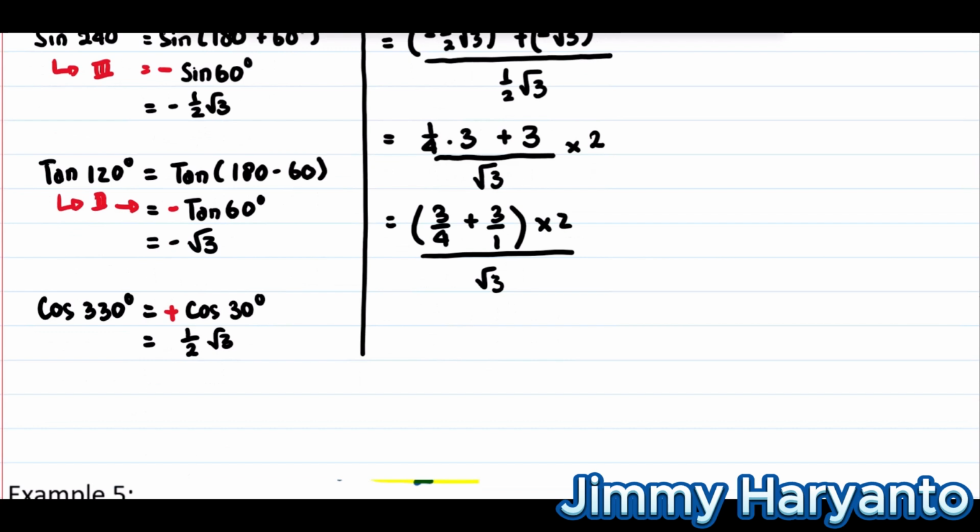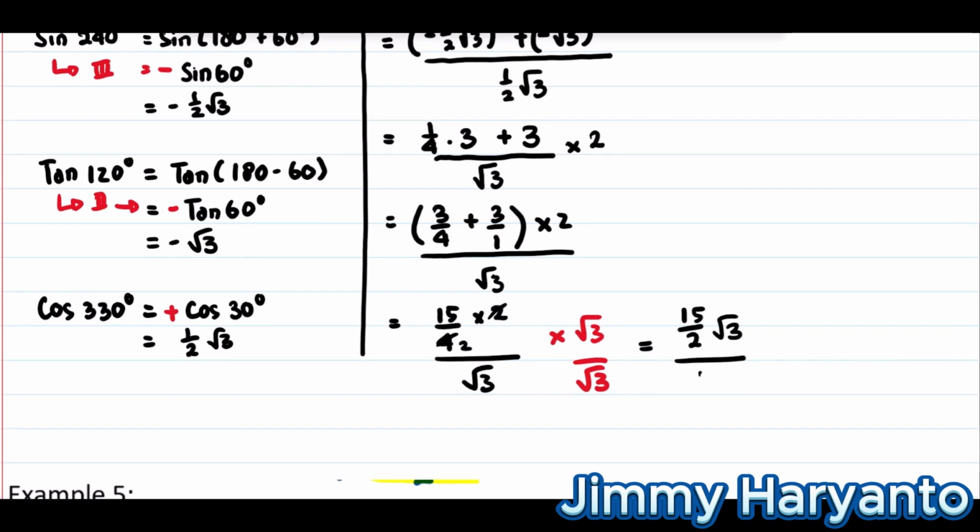Let's make the denominator equal. So we will have 12 over 4, 15 over 4, sorry, 15 over 4 times 2 over square root of 3. In math, we know that we cannot leave the square root at the denominator, so we have to rationalize it like this, and then the result will become 15 over 2 square root of 3 over 3, and then you can cross out the 15 and 3. You'll have 5 over 2 square root of 3. So this is the final answer.